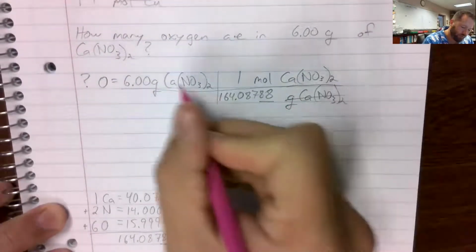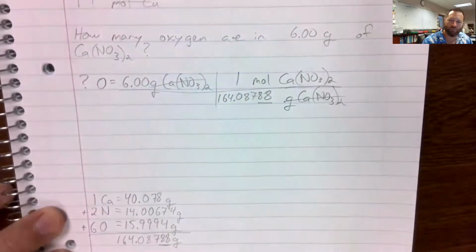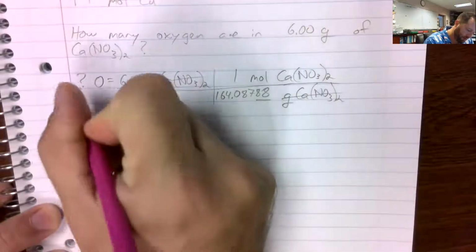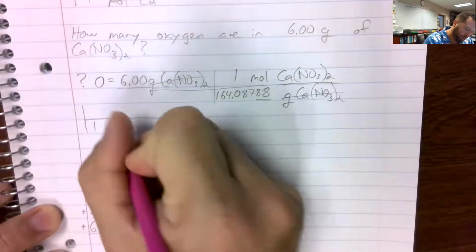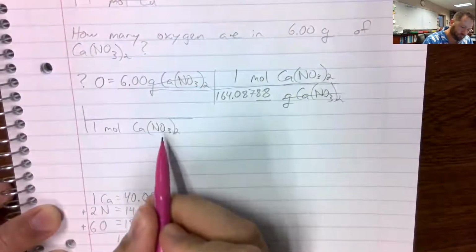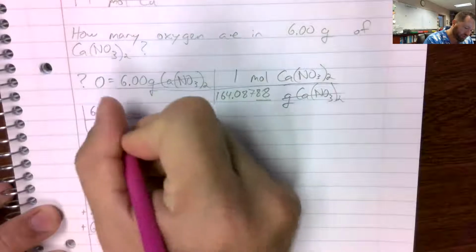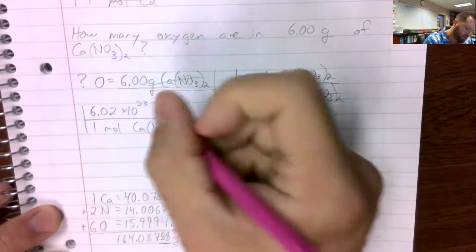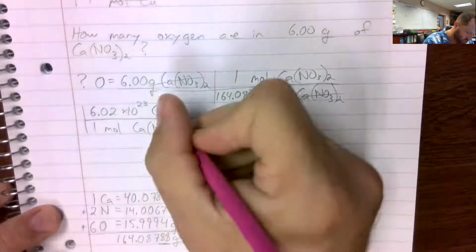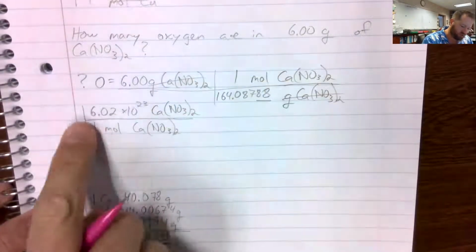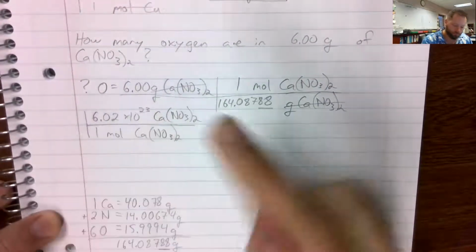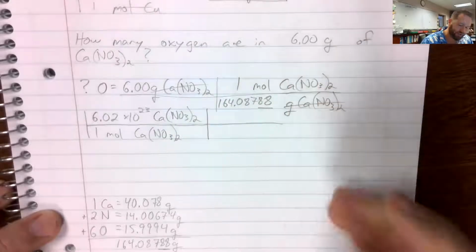But we were able to knock out grams of calcium nitrate. Moles of calcium nitrate next. So again, I'm going to start off on the bottom here. 1 mole of calcium nitrate is 6.02 times 10 to the 23rd calcium nitrate. Technically, we'd say formula units, but we're just going to write calcium nitrate here. So there are 6.02 times 10 to the 23rd of these in every single mole. Final step, yes, we're finally there.